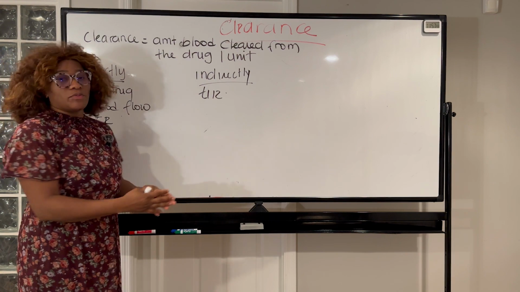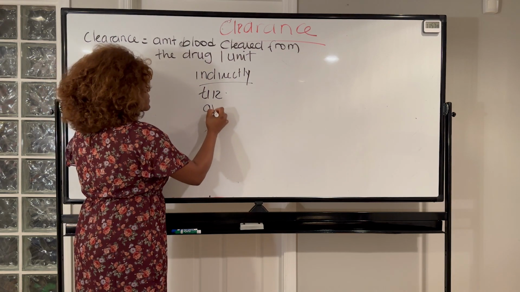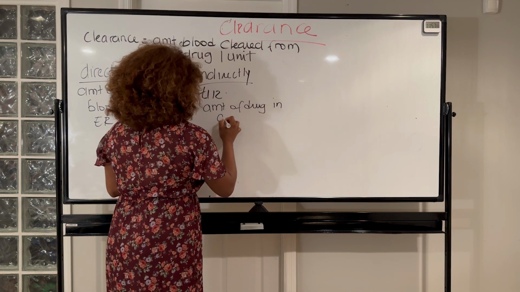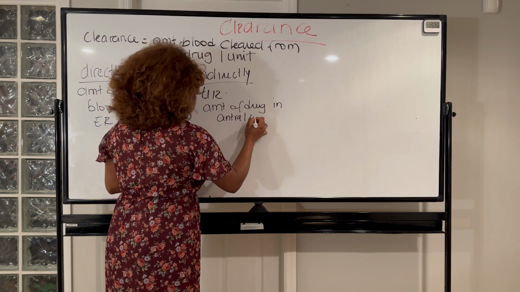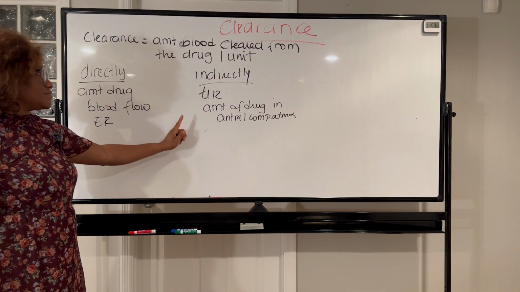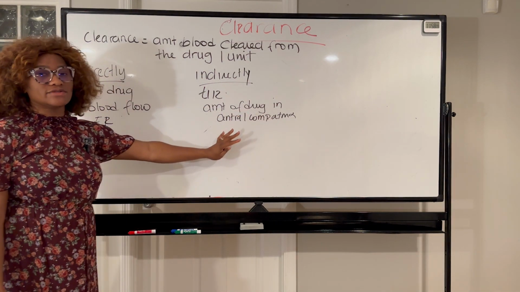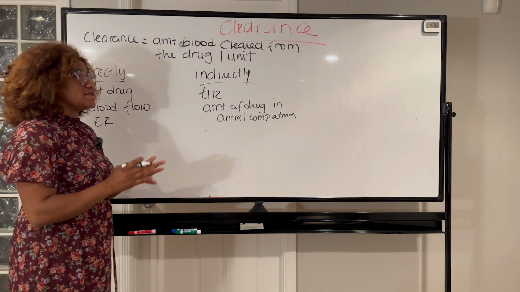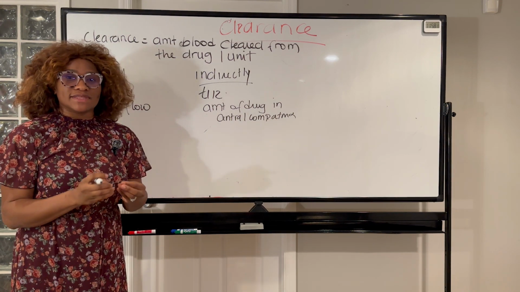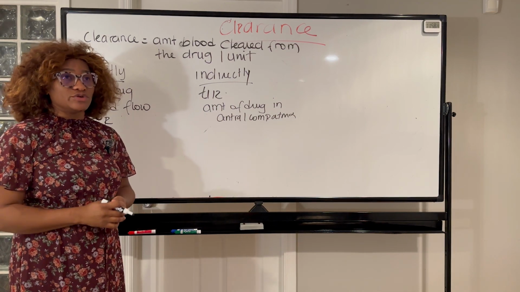So it's indirectly proportional to the half-life, and it's also indirectly proportional to the amount of drug in the central compartment. So clearance is indirectly proportional to the amount of drug in the central compartment. What is called the central compartment? The central compartment is like the body system that gets most of the blood, most of the drug when we administer a drug.